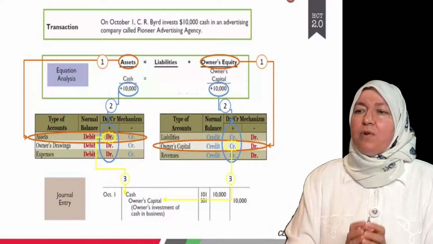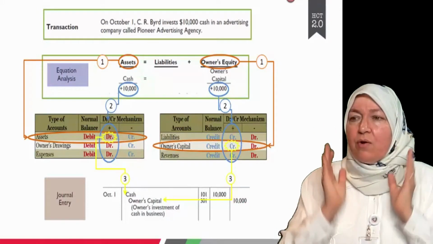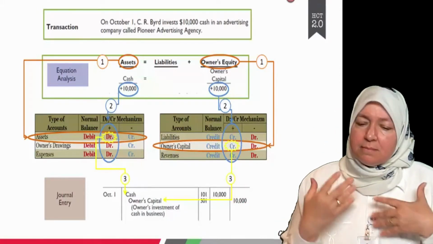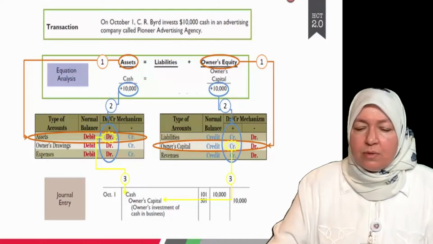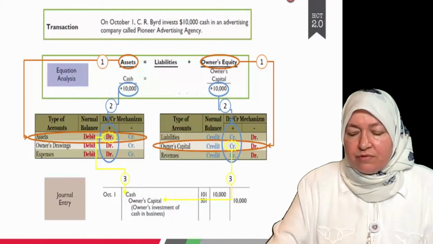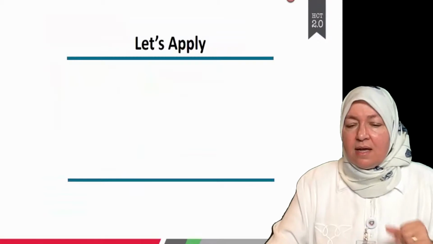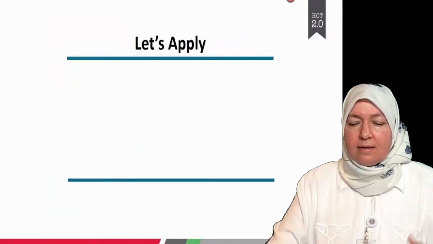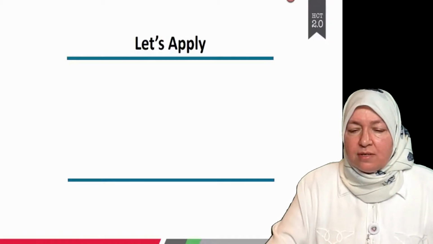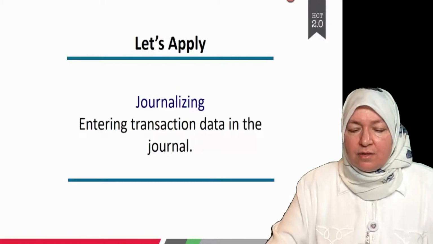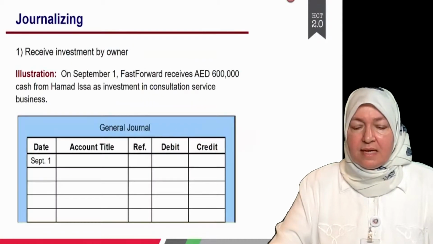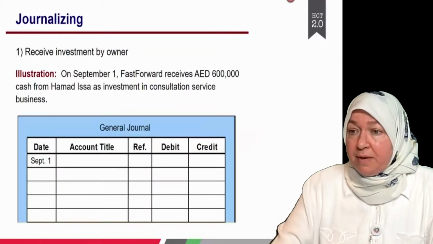This is the mechanism of writing the entry, and this is the way of thinking that you should always remember. At the beginning it's difficult, but by practice you would cover all the types of transactions that could appear through this kind of quick application. So let's apply the journalizing through entering transaction data in the journal. Number 1, receive investment by the owner.